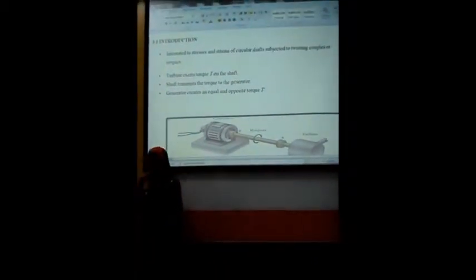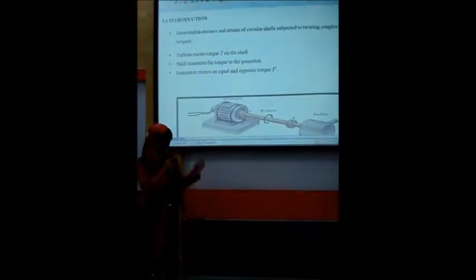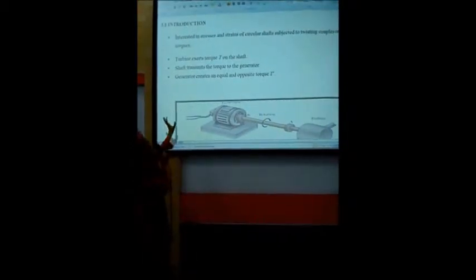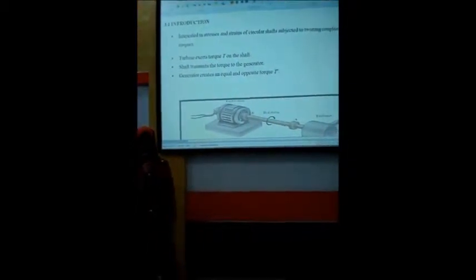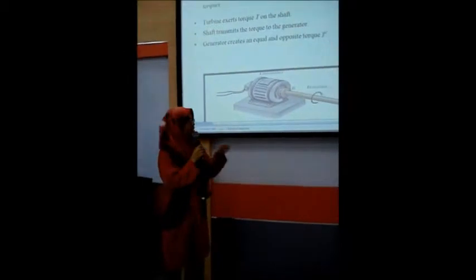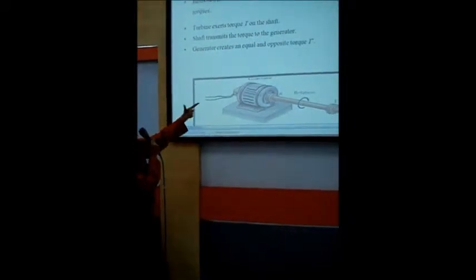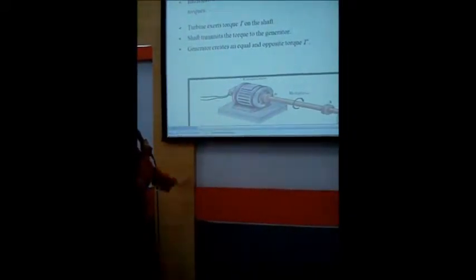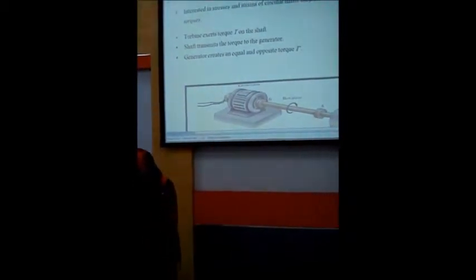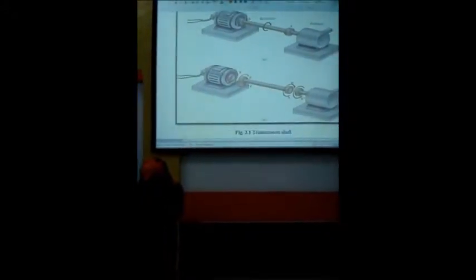Today I would like to present about chapter 3, Torsion. Firstly, the introduction is interested in stresses and strains of circular shafts subject to twisting couples or torques. The turbine exerts torque T on the shaft, and then the shaft transmits the torque to the generator. The generator creates an equal and opposite torque, which is T. This is the diagram that can help you understand more about the transmission shaft, which is figure 3.1.